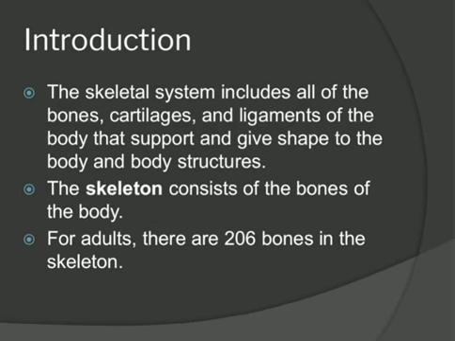Talking about the skeletal system, it basically includes the bones, cartilage, and ligaments of the body that give support to the body and the different body structures, right? The skeleton consists of bones, and for adults the number of bones is 206.